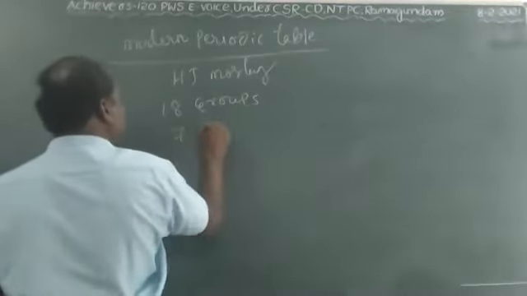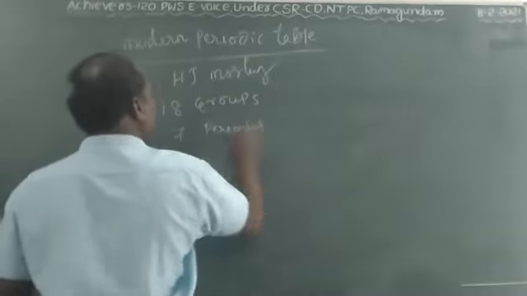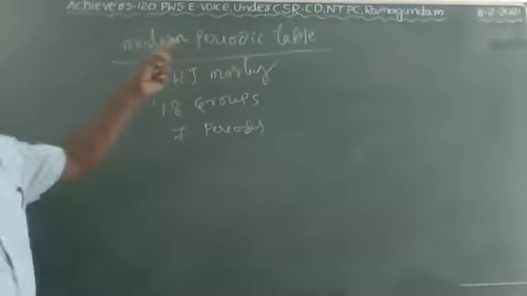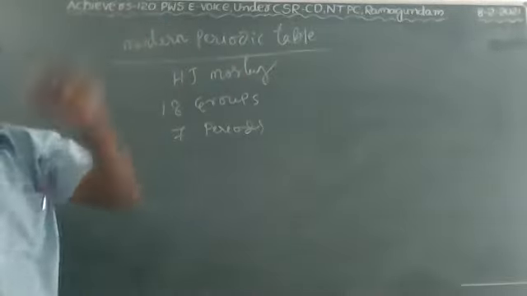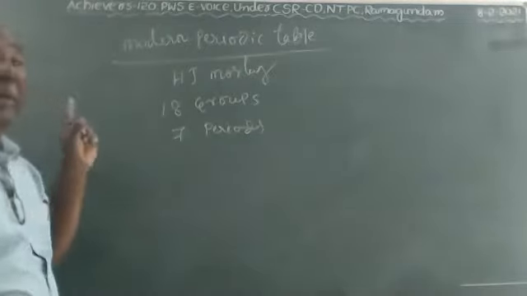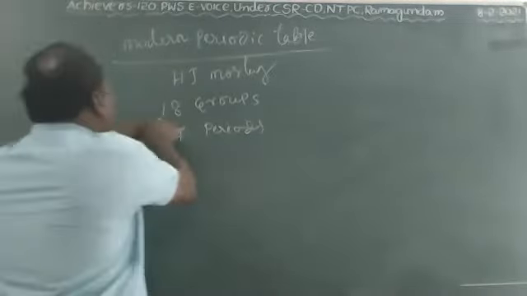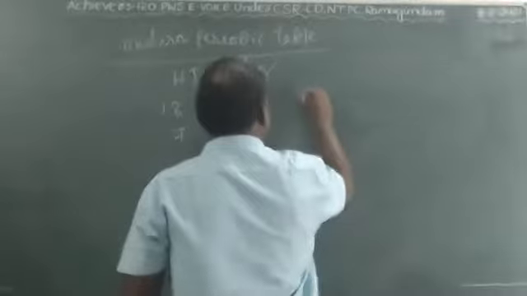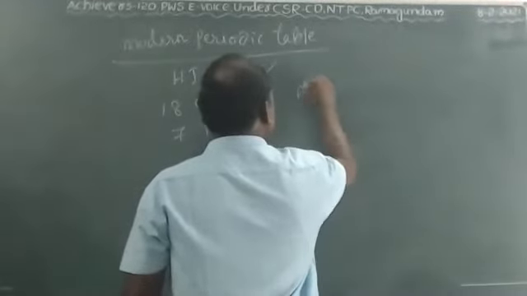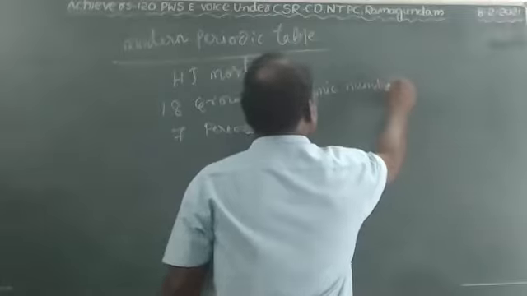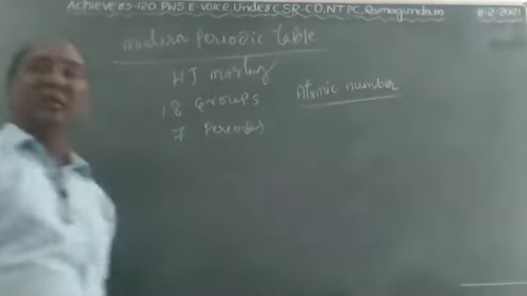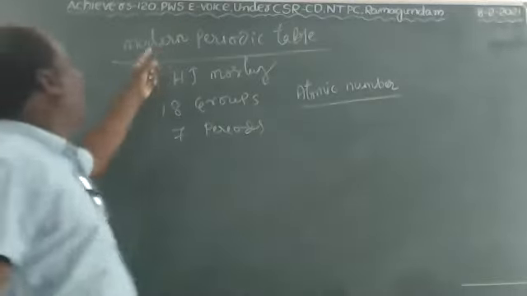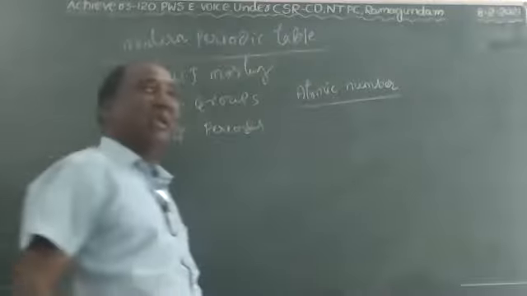and 7 periods. That's why we call it the Long Form periodic table. Mendeleev's periodic table consists of only 8 groups. Periods are the same, but the modern periodic table consists of 18 groups and 7 periods. It is based on atomic number. Mendeleev's periodic table was based on atomic weight. The modern periodic table is based on atomic number.